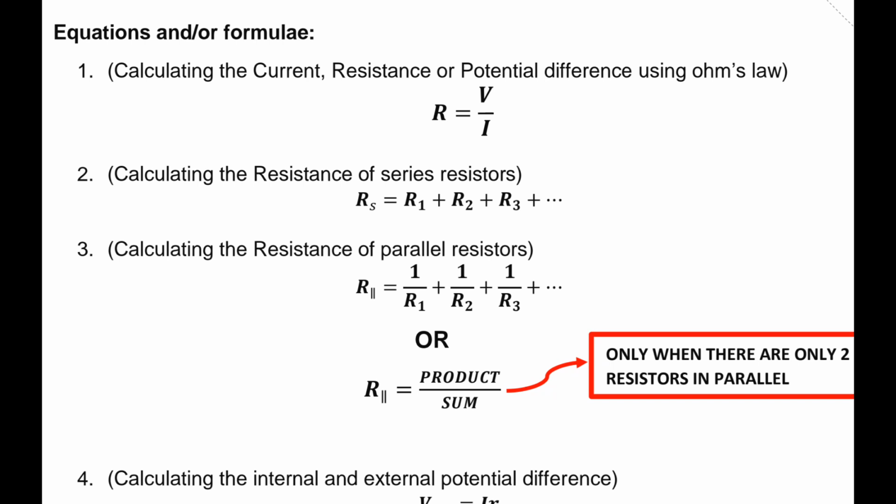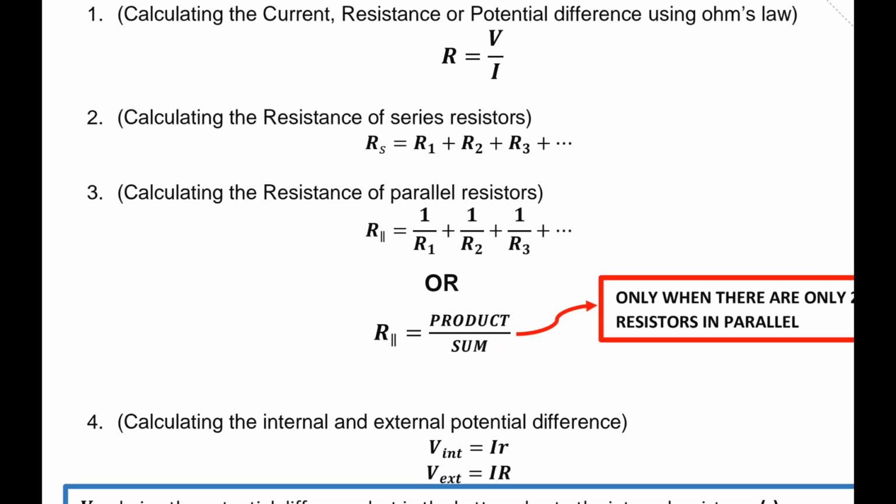And then, how to calculate the resistance of series resistors. In series, you can see that the resistors are going in the same direction, in a straight line. So you say R_s, resistors in series, equals R1 plus R2 plus R3 plus R4 and so on, depending on how many resistors are in the circuit.